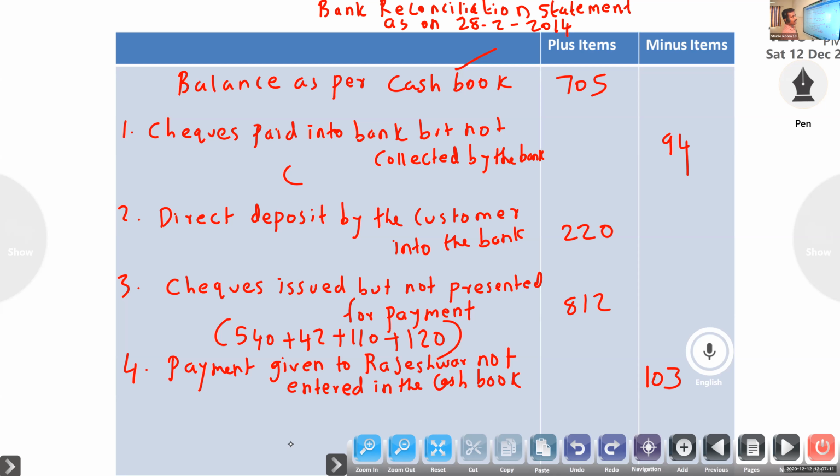Any other item? Passbook. Bank charges. Last. Bank charges debited in the passbook. So passbook decrease, cash book increase, minus. Over. Now we will get balance as per passbook.